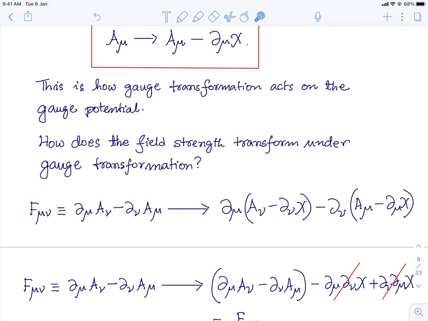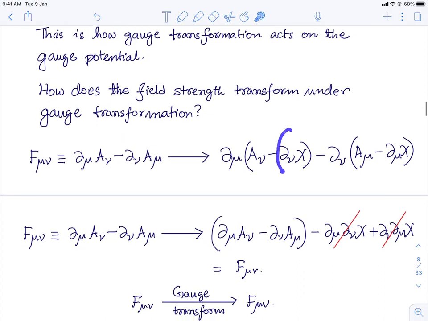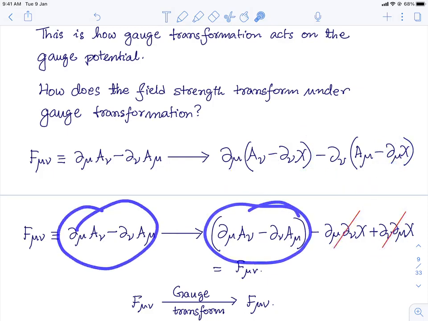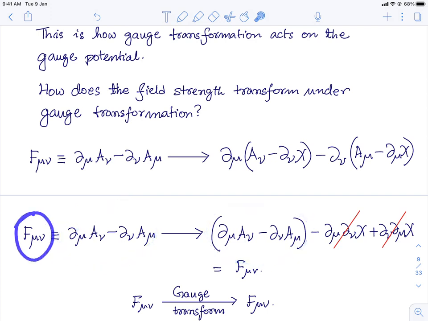Once we do that, we see that these two terms here essentially are the same terms, because there's a mu and a del mu, and you can always interchange them. So this term and this term are identical, except that there's a difference in sign. This one has a minus sign and this one has a plus sign. So these two things cancel here, and we are left with the same object as we started off. So basically the field strength is invariant under gauge transformation.